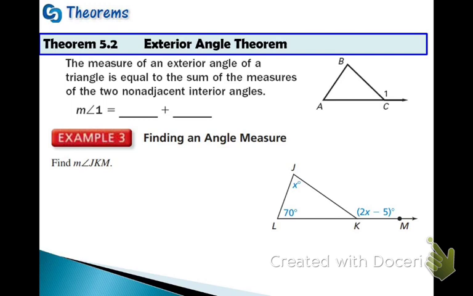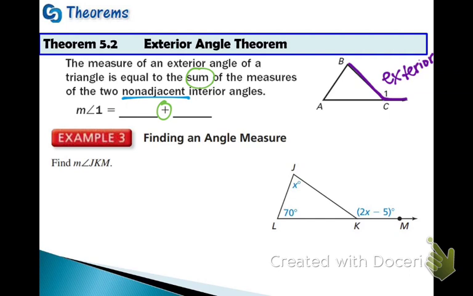The measure of an exterior angle. So let's all mark the exterior angle, so we all are on the same page about what we're talking about. So go ahead and mark the exterior angle. The measure of the exterior angle is equal to the sum. What does sum mean? Addition. So equal to the addition of the measure of the two non-adjacent interior angles.